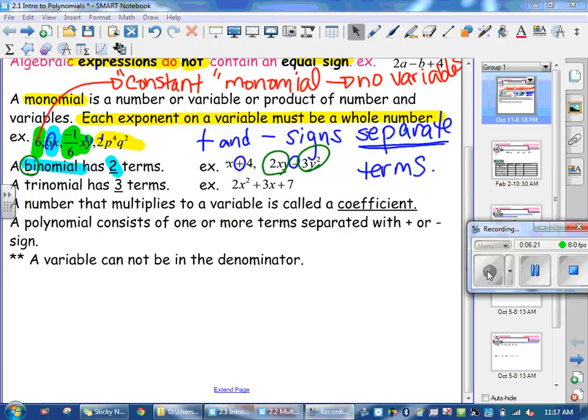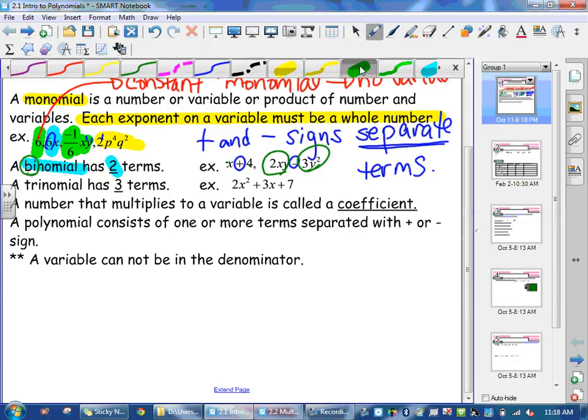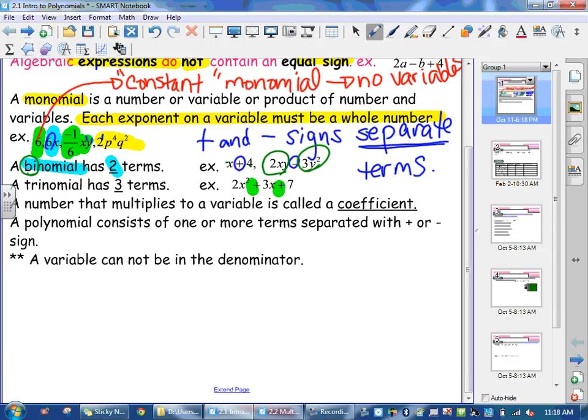All right. So now we've got trinomials. Again, I've got plus signs and subtract signs between them. That means I've got 1, 2, 3 things. The prefix tri means 3, just like a tricycle, 3 wheels. So, trinomial, 3 terms. Again, they're separated by plus signs in this one. They could be subtract signs or a combination of both.